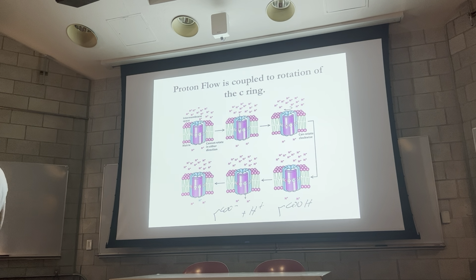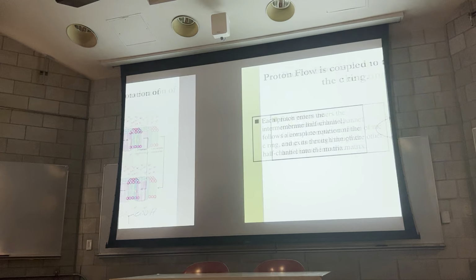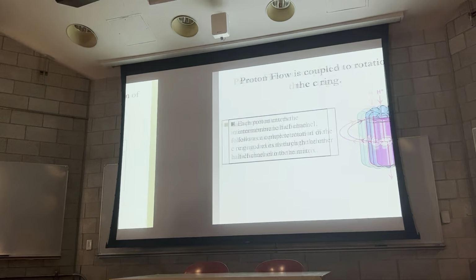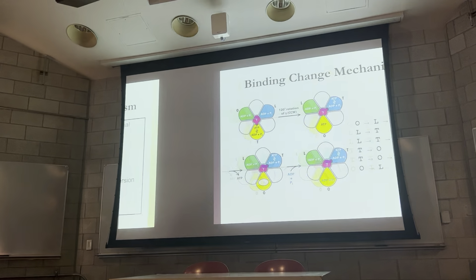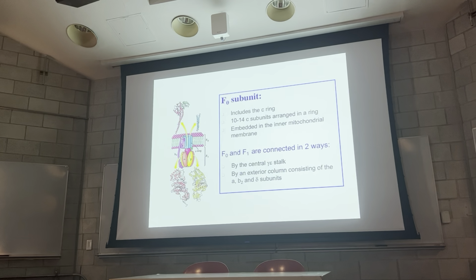So as long as the alpha beta subunits, let's look at a picture of this thing. So as long as this alpha beta heterohexamer is held in place relative to the gamma shaft, then the turning of the gamma shaft is going to result in these conformation changes in the active sites of the beta subunits.